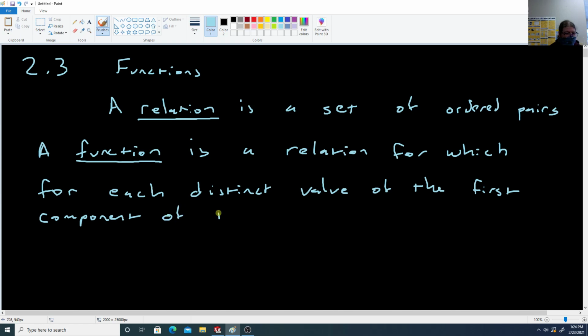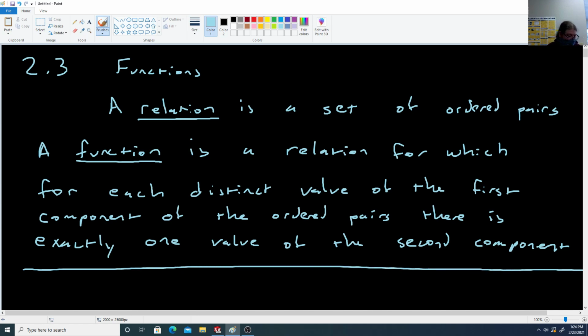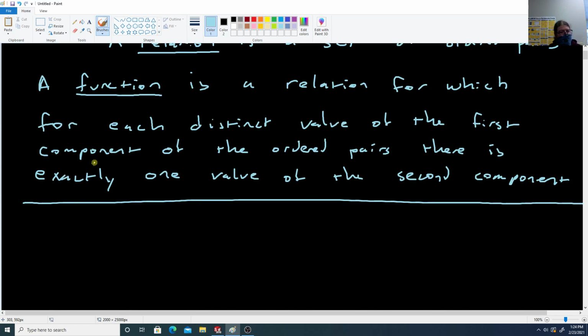I should say of the ordered pairs. There is exactly one value of the second component. Okay, so any collection of ordered pairs defines a relation, and a function is a special type of relation where each of the first component is paired to exactly one of the second component.